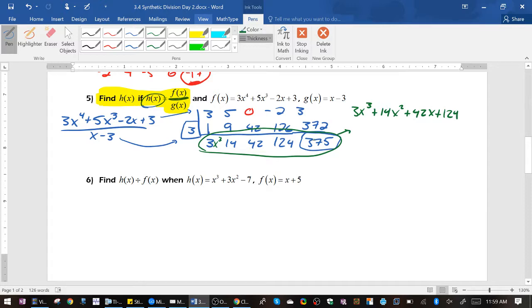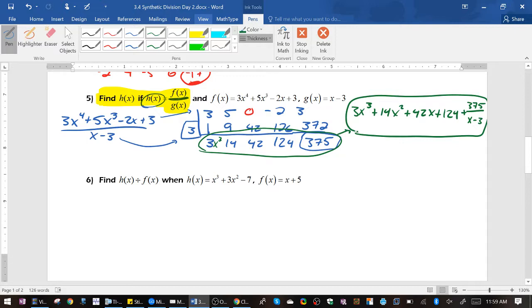Now, how do you write your remainder? So to write the remainder, that's kind of what's left over. So it's a positive number, so I'm going to write plus 375 over what I was dividing by, and I was dividing by x minus 3. And there is your solution.